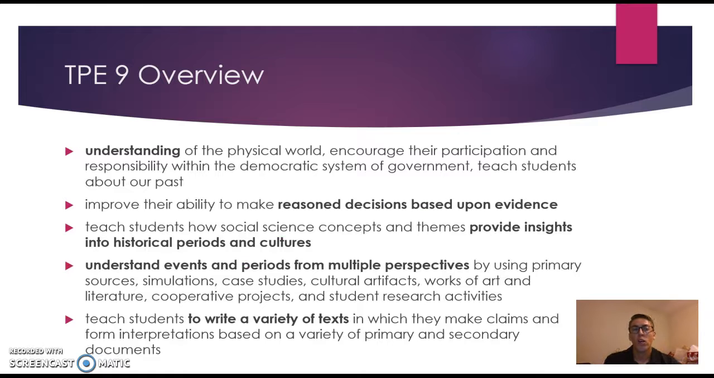A quick overview of TPE 9: some things that stood out were an understanding of the physical world to encourage our students' participation and responsibility within our democratic system of government, and teaching students about our past. So we really want to have students also think about improving their ability to make reasoned decisions based on evidence. We want to teach our students how social science concepts and themes provide insights into historical periods and cultures.